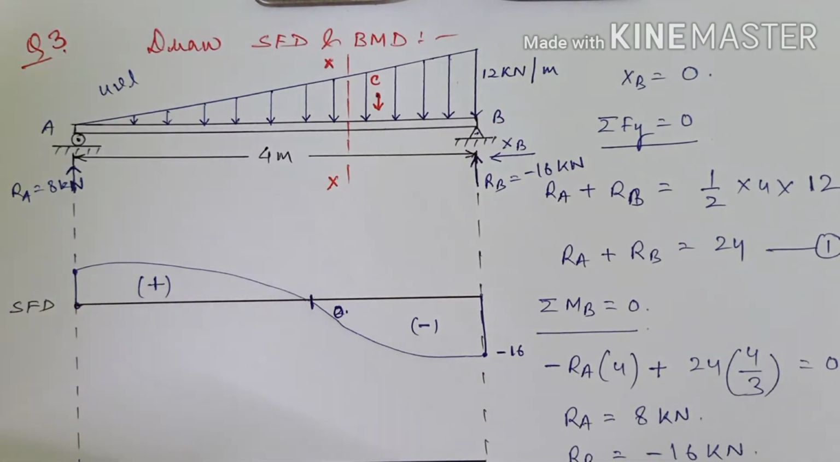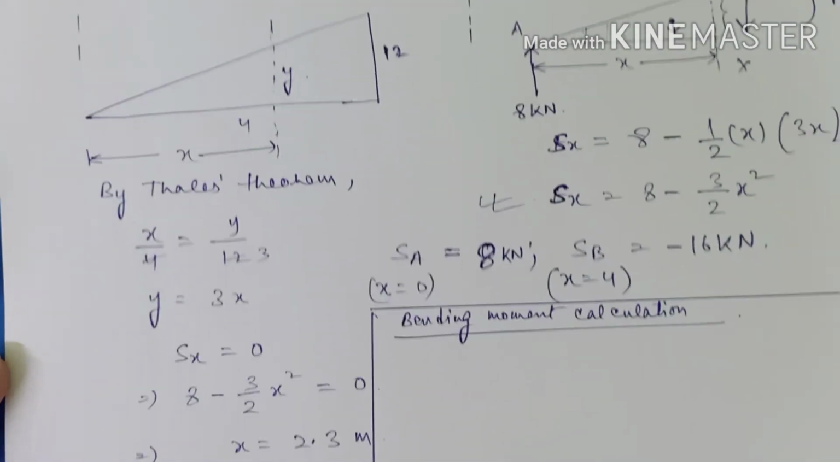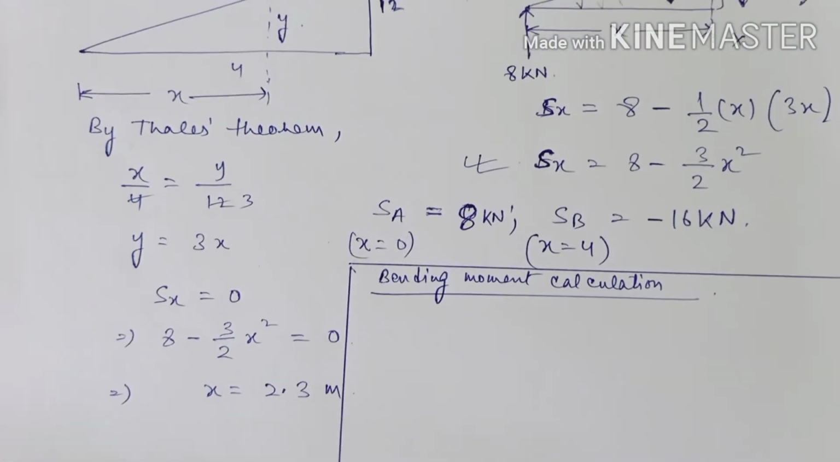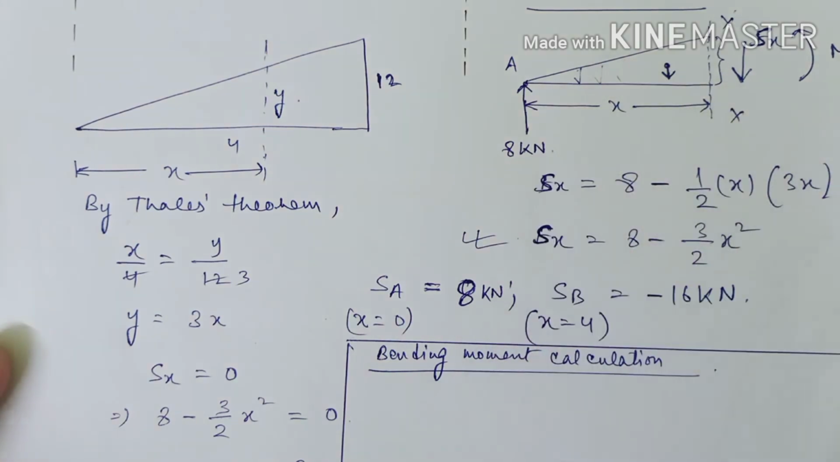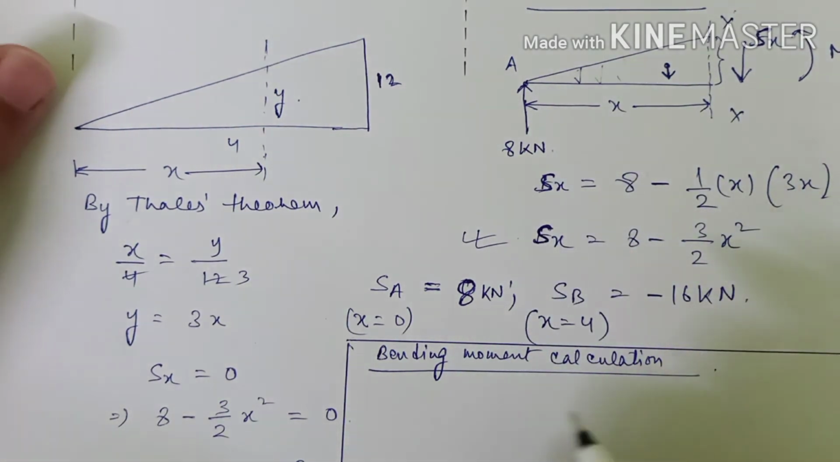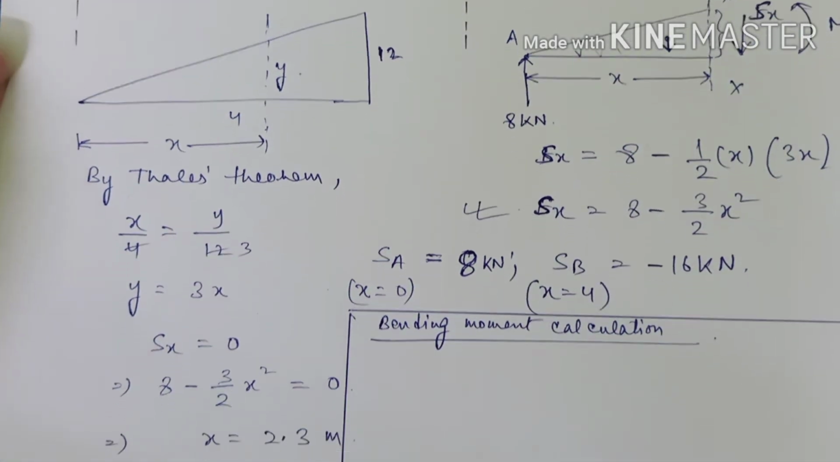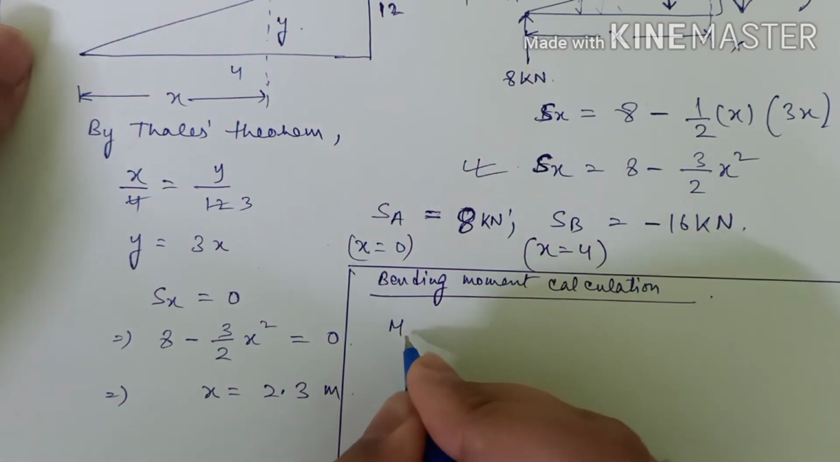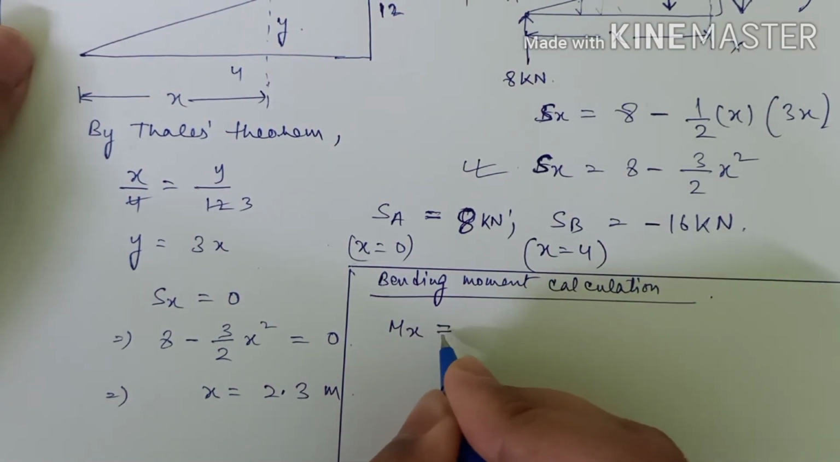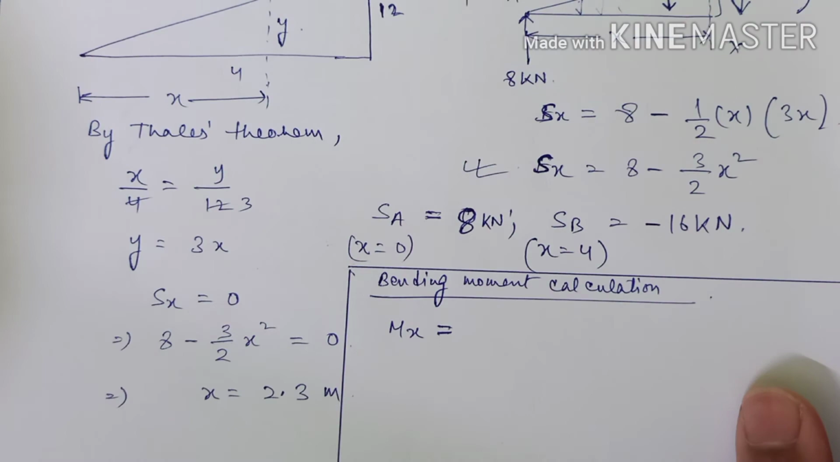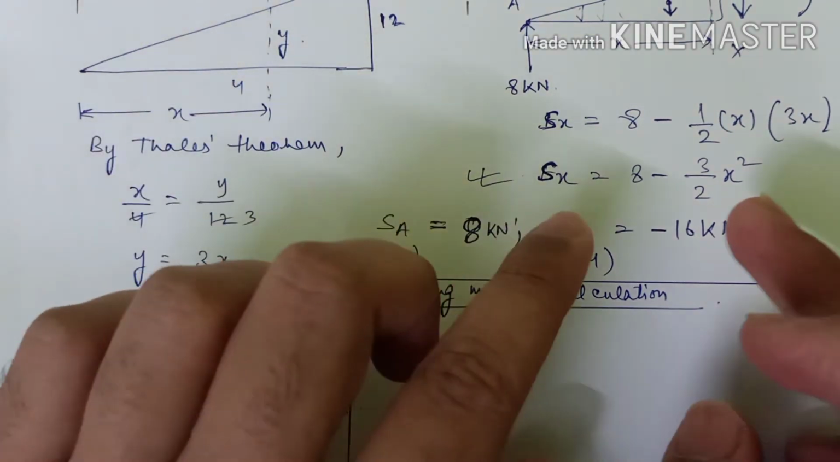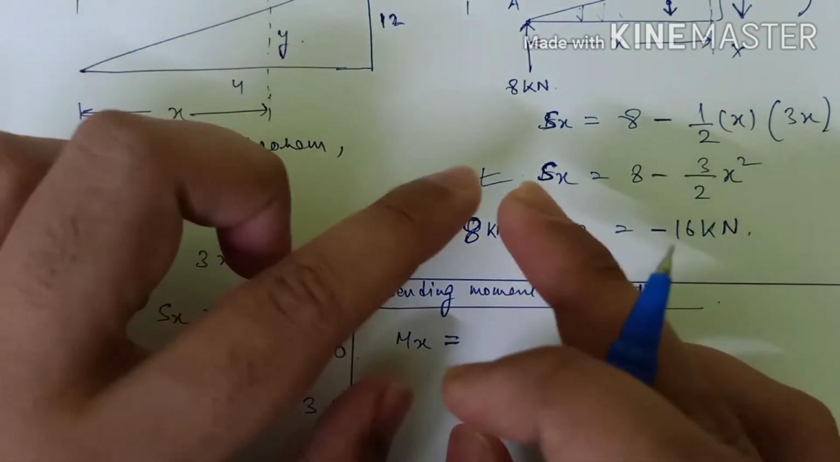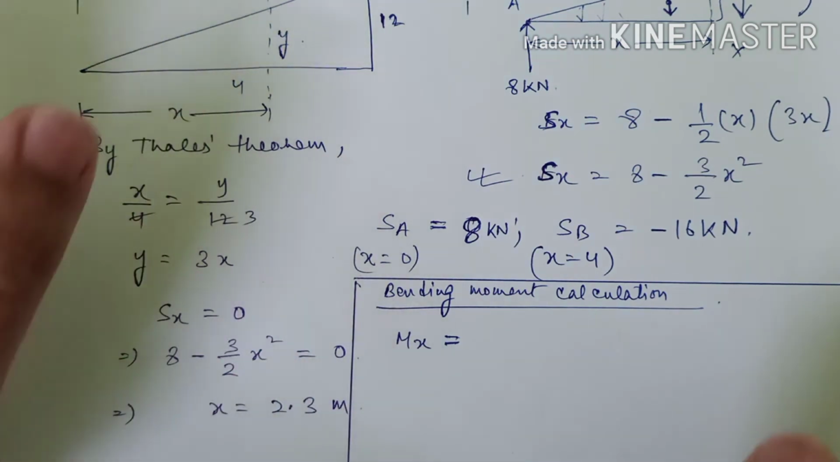Now let's calculate the bending moment values for this particular UVL. For calculation of bending moment we will consider this same diagram. See, bending moment I can write as Mx. I will apply the hogging sagging approach. We know that if a beam sags, it will be positive, and if a beam hogs, it will be negative.